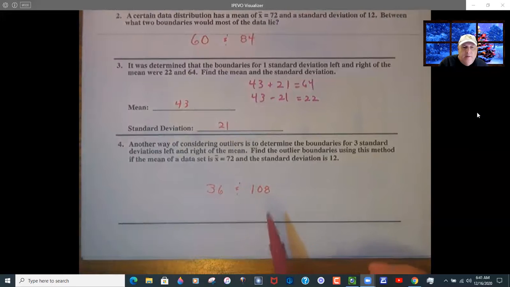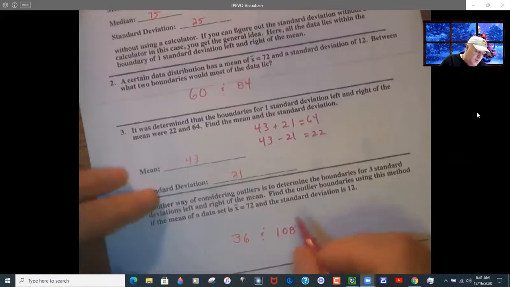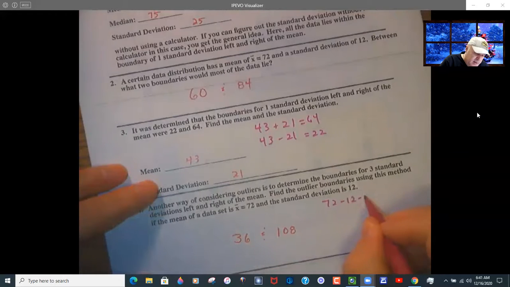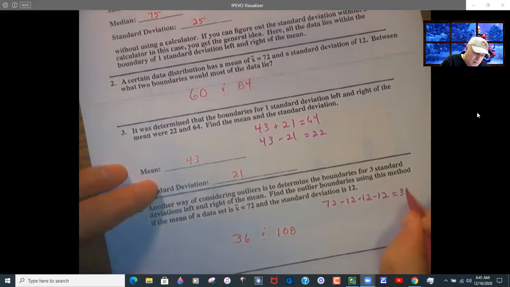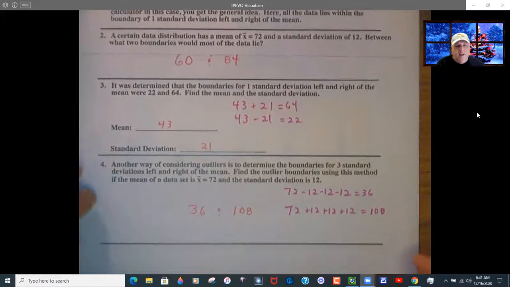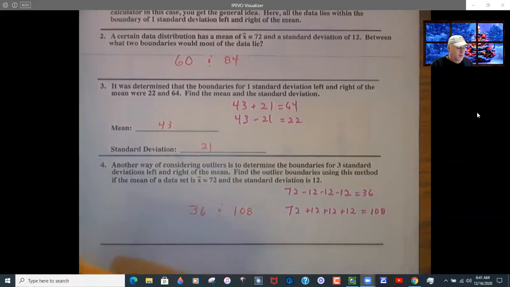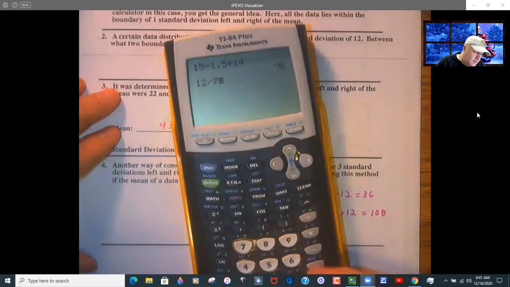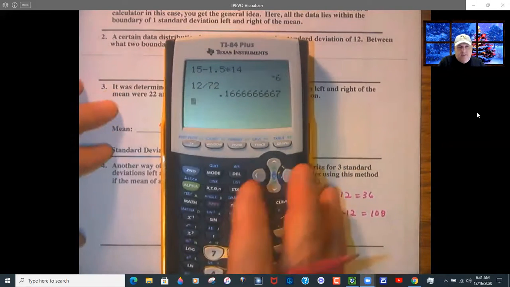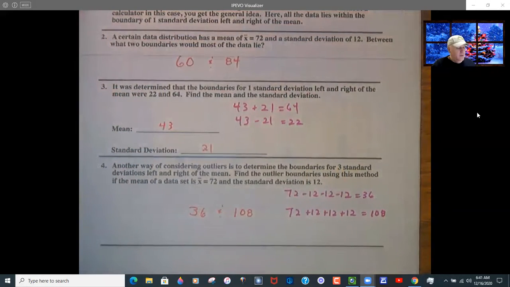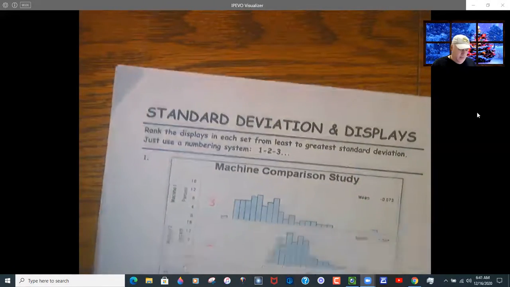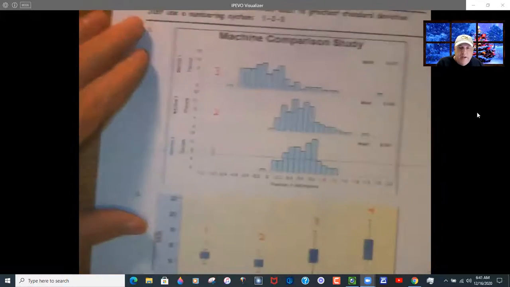So here, outlier, different way of doing outliers, 3 standard deviations. So 72 minus 12, 3 times. And 72 plus 12, 3 times. And remember, if I did 12 over 72, about 10% is what you want. That's a high standard deviation. That's about 17%. So you typically want it around 10%. That's a good measure.